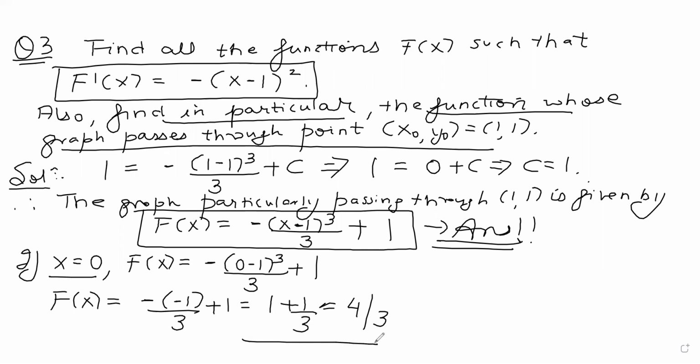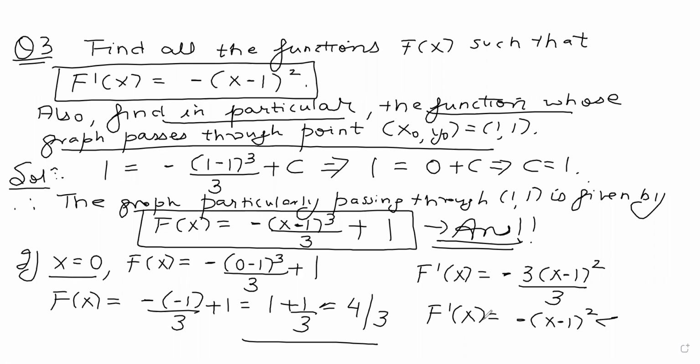You can check for monotonicity, guys. Is it downward sloping or upward sloping? If you find f dash x, it is minus 3 times (x minus 1) square by 3. So my f dash x comes out as minus of (x minus 1) square, which is negative. That means downward sloping. F dash x is negative, downward sloping.